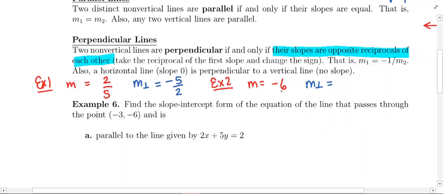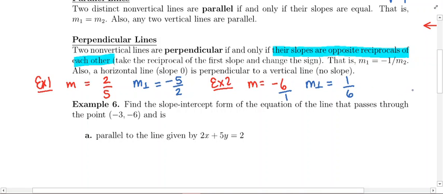Remember, the -6 does not appear to be a fraction, but you can make anything a fraction by putting it over 1. So you're going to have to find the reciprocal. You're going to have to flip the fraction. So 6/1 would flip to 1/6. And then you would change the sign. You started with something negative, so the perpendicular slope would be positive 1/6.